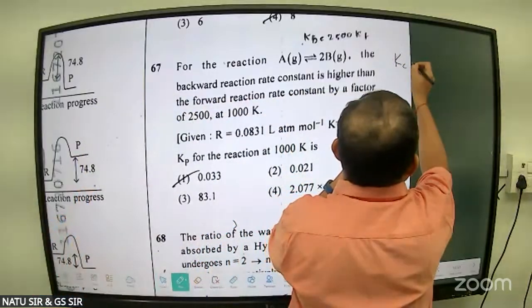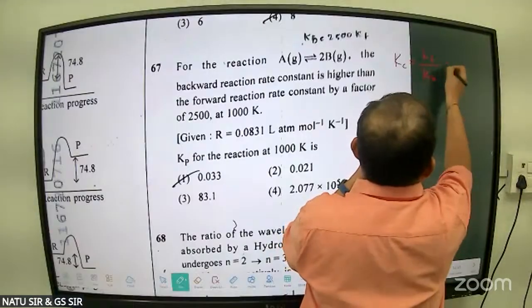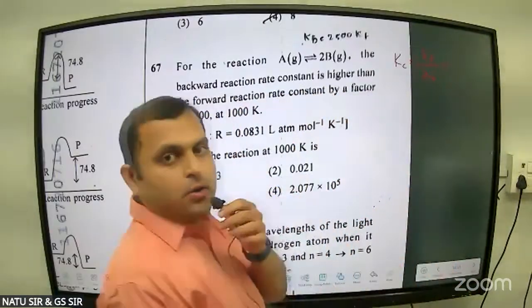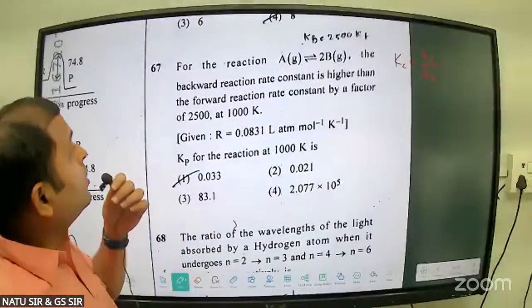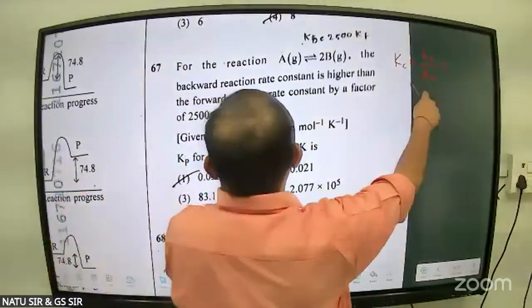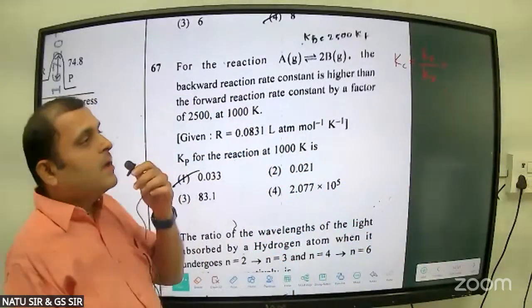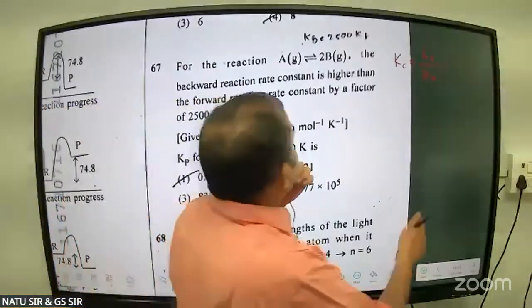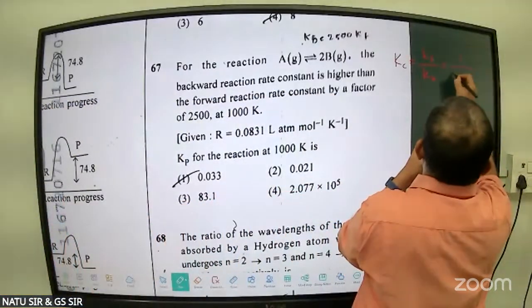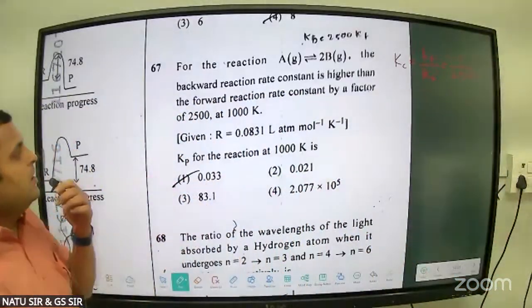So first of all, Kc is given as what? Kf upon Kb, rate constant of forward reaction upon rate constant of backward reaction. And what we are saying, the backward reaction rate constant Kb is 2500 times as compared to Kf, right? Higher than that, so it will be what? 1 upon 2500. So यहाँ पर क्या हमने Kc calculate किया.